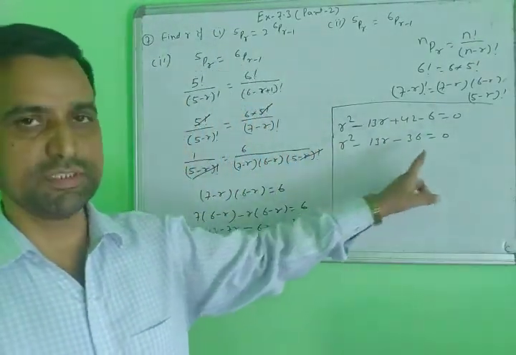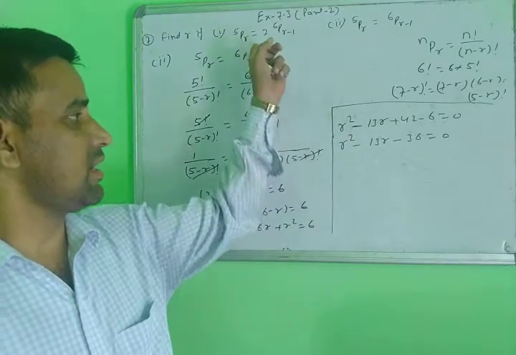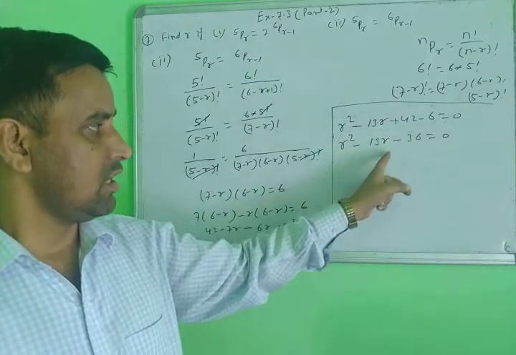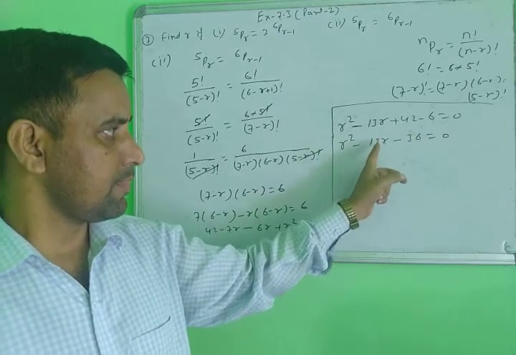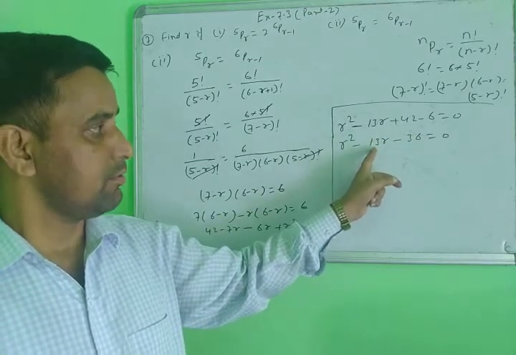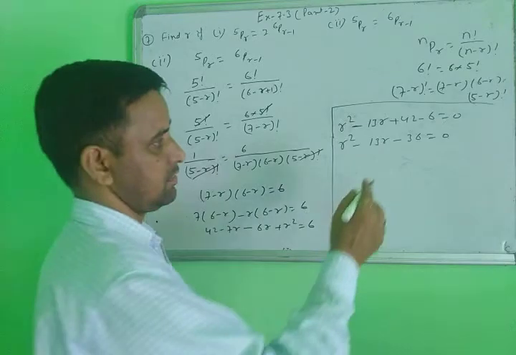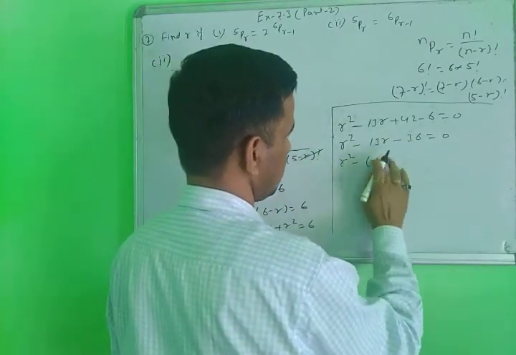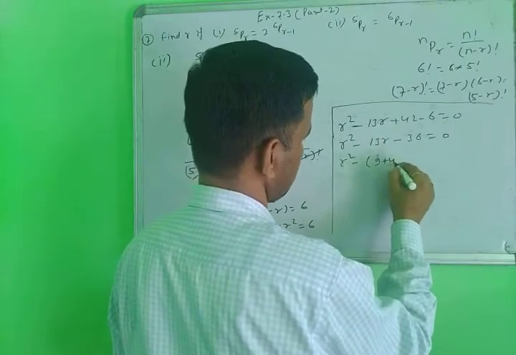This is the same form of quadratic as the first part. This is a quadratic equation. You will solve it with the help of splitting the middle term. So factorize 36 here: 9 fours are 36, 9 plus 4.